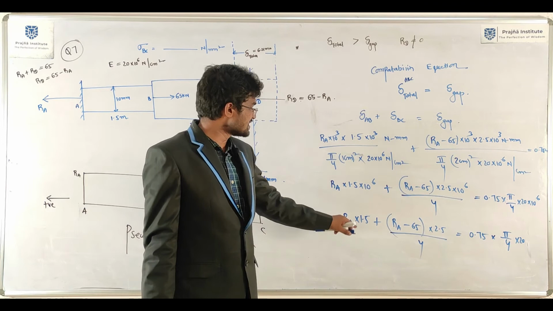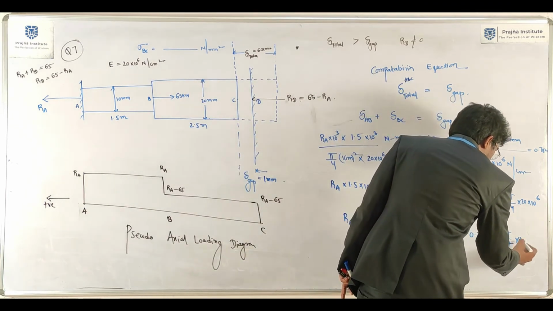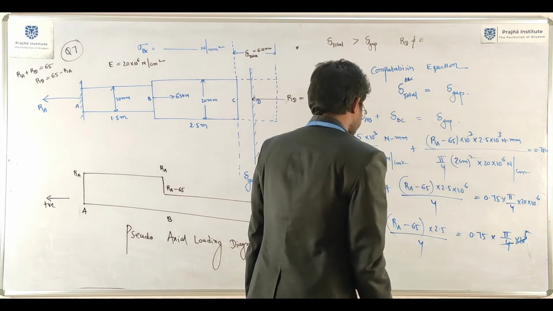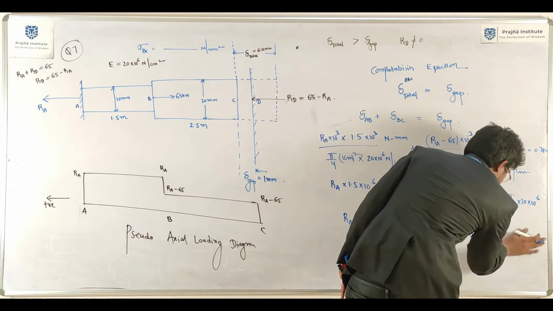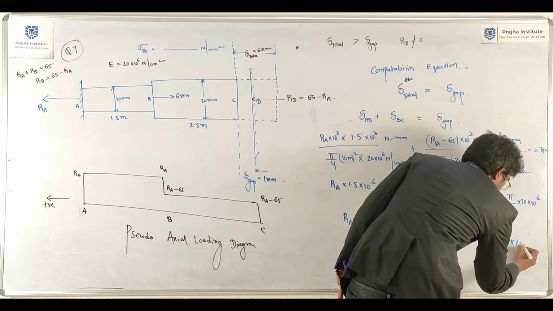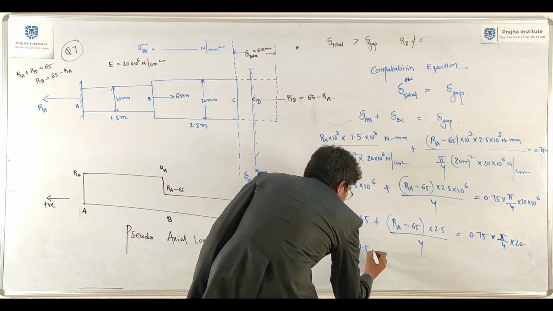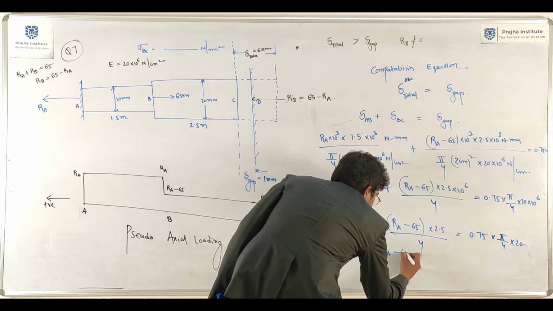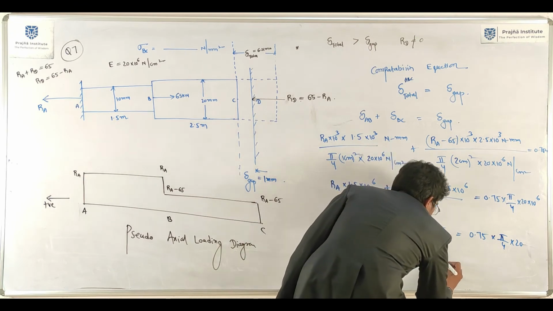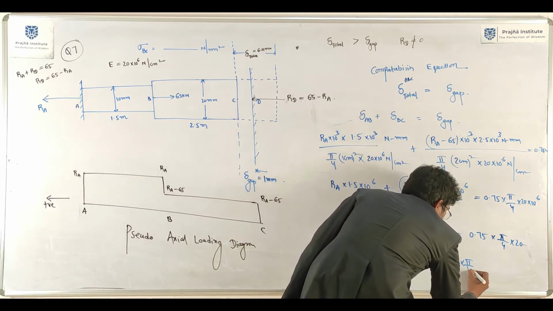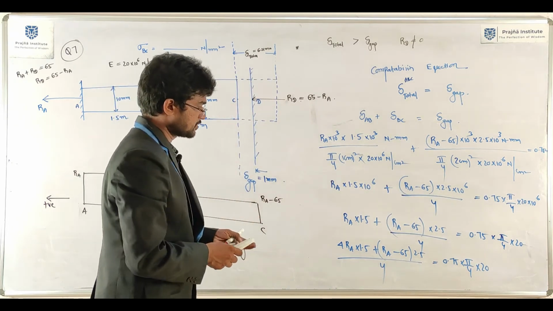So what is the answer here? Tell me, what is the value of RA? Here it is 4 into RA into 1.5 plus RA minus 65 into 2.5 by 4, equal to 0.75 into pi by 4 into 20. Finally, what is the value of RA? How much are you getting?